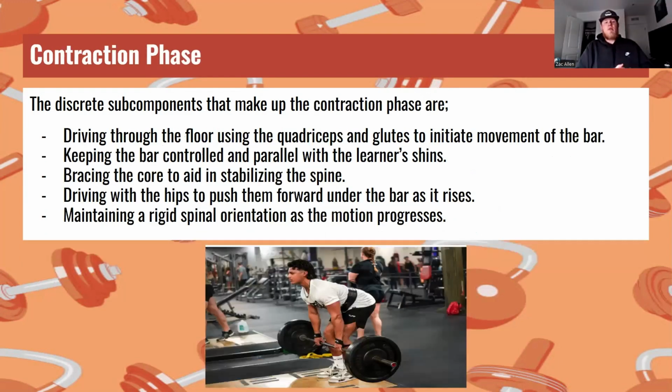The discrete subcomponents that make up the contraction phase are driving through the floor using the quads and the glutes to initiate the movement of the bar, keeping the bar controlled and parallel along the learner's shins, not dragging up the shins and not going too far out, leaning too far forward, bracing the core to aid in stabilizing the spine, driving the hips forward under the bar as it rises, and then making sure we maintain a rigid spinal orientation, so not bending the spine, to avoid injury.